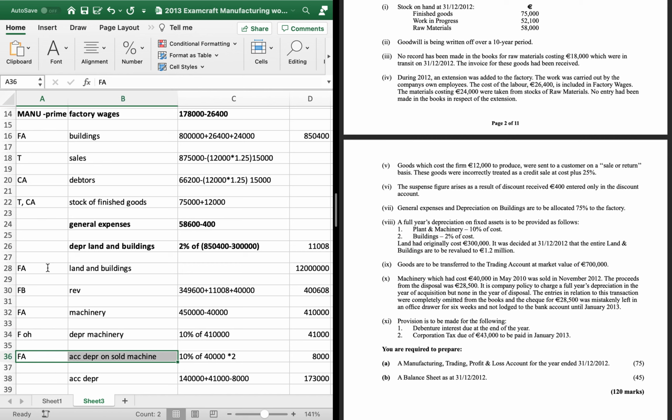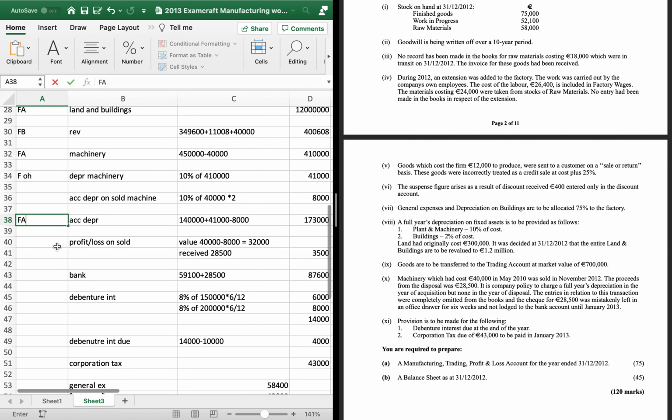The accumulated depreciation, well, that will go in the fixed assets as a minus. The profit or loss, so it's manufacturing, so it's a loss, so it's a factory overhead. Bank's a current asset because it was debit. Debenture interest goes into normal spot. Debenture interest due is a current liability.